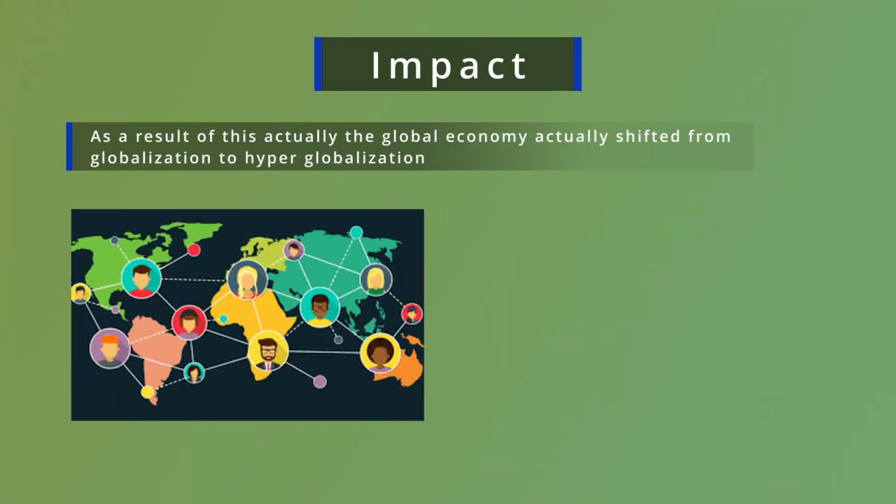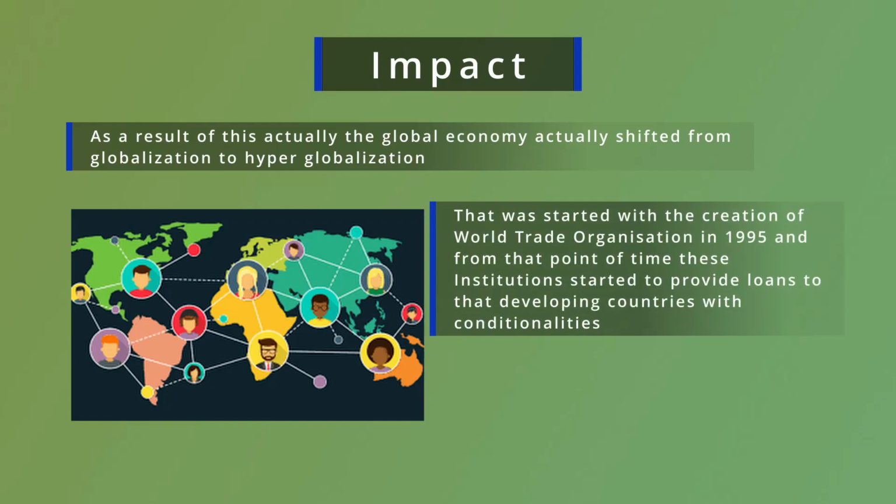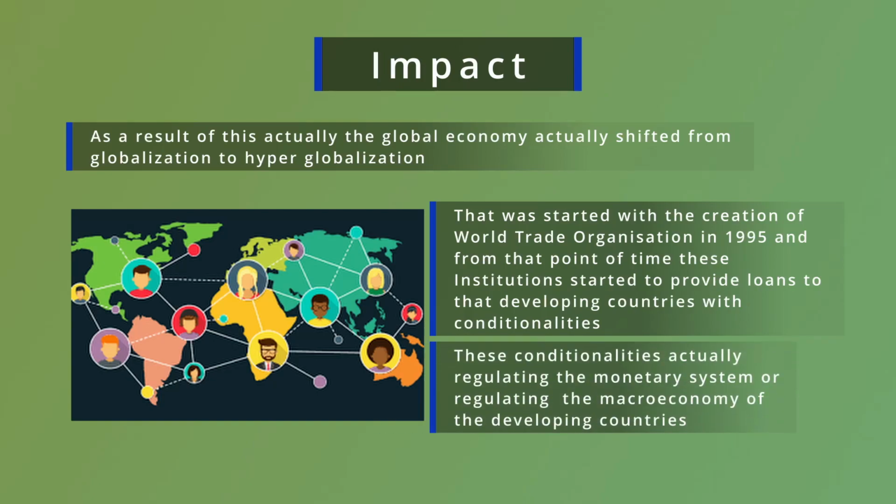As a result, the World Bank started to provide structural adjustment loans, and the IMF started to take structural adjustment policies. As a result of this, the global economy shifted from globalization to hyper-globalization, which started with the creation of the World Trade Organization in 1995. From that point of time, these institutions started to provide loans to the developing countries with conditionalities, and these conditionalities were for regulating the monetary system or the macroeconomy of the developing countries.